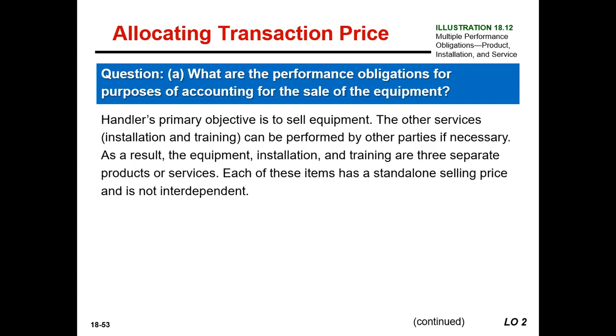So Handler, the seller, its primary objective is to sell equipment. The other services, installation and training, can also be performed by other parties if necessary. As a result, the equipment, installation, and training are 3 separate products or services, and each of these items has a standalone selling price. They are not interdependent. Either the buyer can get it from Handler or they can get it from outside or other firms.